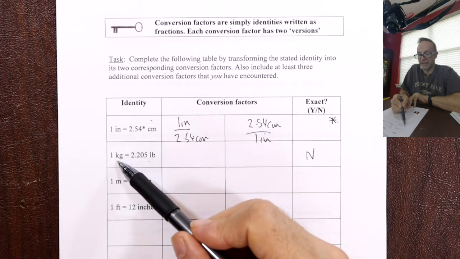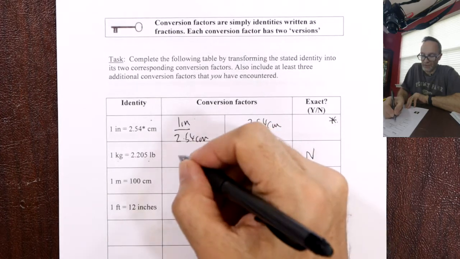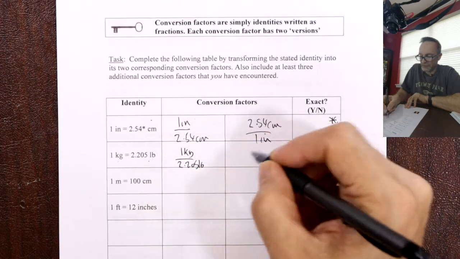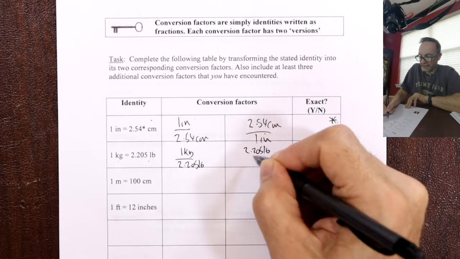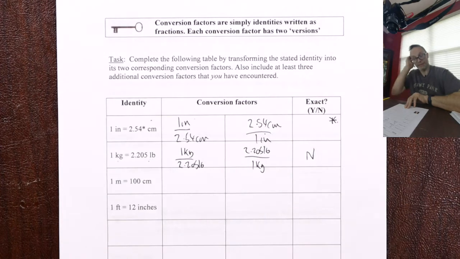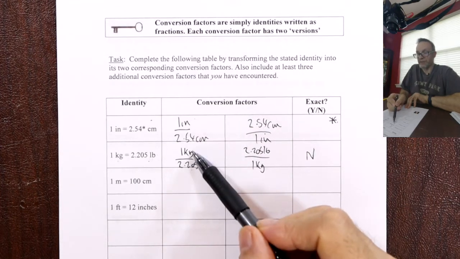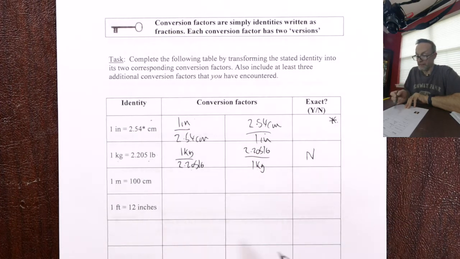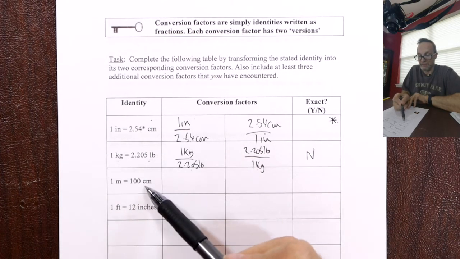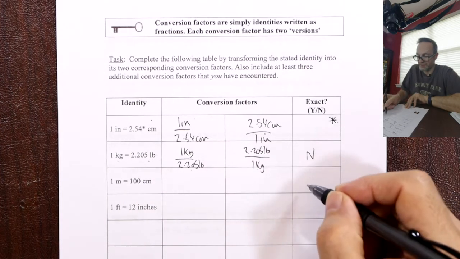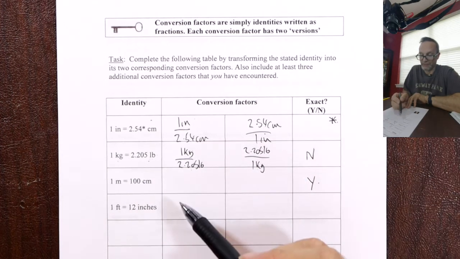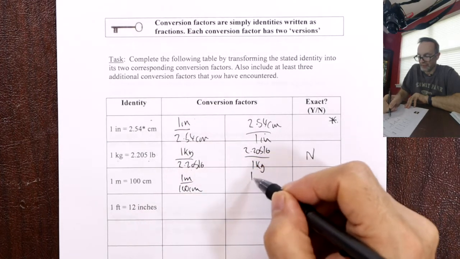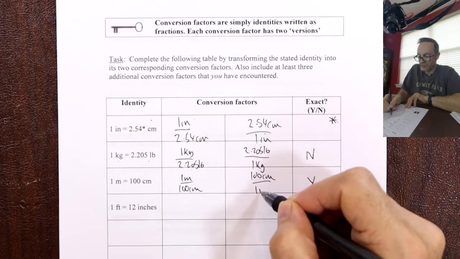Okay, so let's do this one. Kilograms and pounds. So 1 kilogram is 2.205 pounds. 2.205 pounds is 1 kilogram. Fantastic, okay. That one would be pounds to kilograms. This one will be kilograms to pounds. All right. This one, same family group. Centimeters and meters are the same SI unit, so that's yes, it is exact. There's 1 meter for 100 centimeters and 100 centimeters for 1 meter.